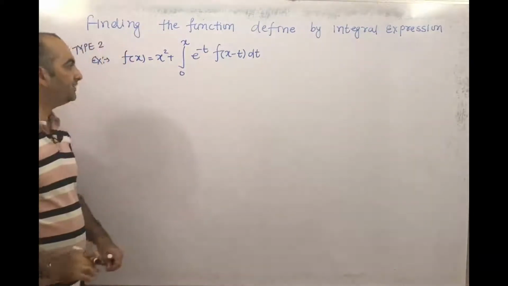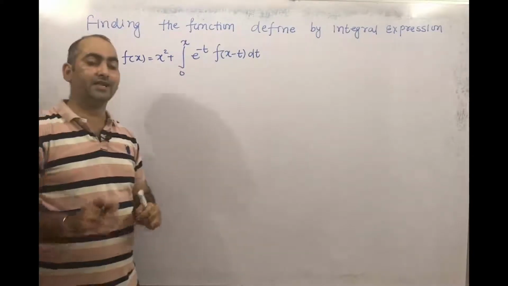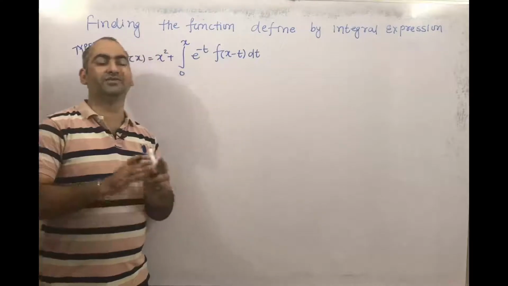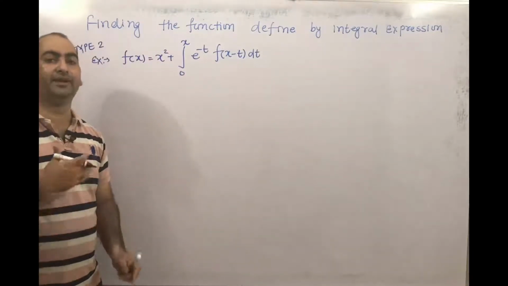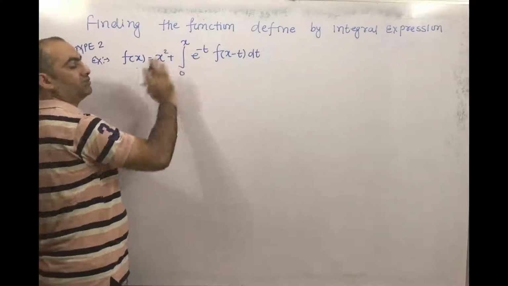So the first thing is, what is the integration limit here? It is 0 to x. So we can say that the integration limit is not constant. That's why we can't use type 1, and that's why we are using type 2 here. So in type 2, the integration limit is not constant.